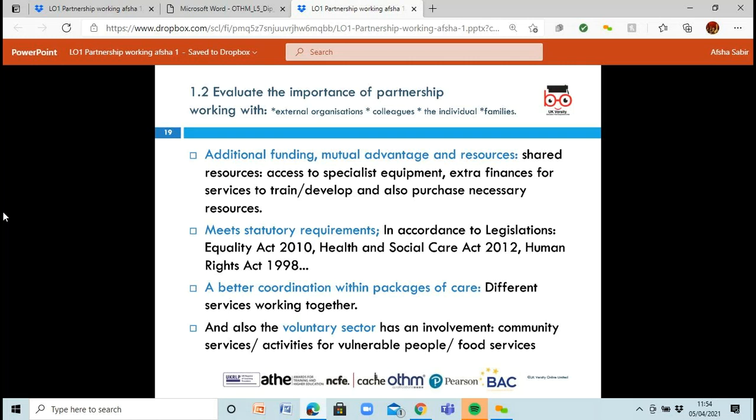Definitely. You're going to meet statutory requirements. So legislation like the Equality Act, Health and Social Care Act, Human Rights, all of these you're actually making sure that you're covering. You also get better coordination within the packages. With different services working together, you can have a bigger place of expertise. And then also you get the voluntary sector. They've got an involvement. They do community services, activities.